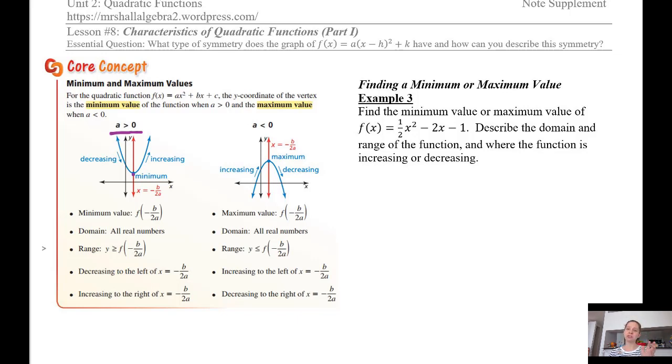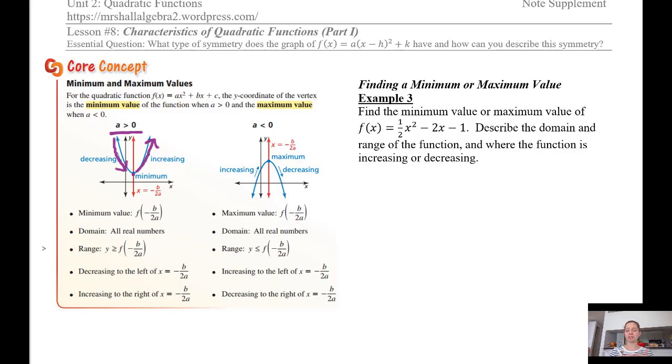And then for increasing or decreasing, we're reading the graph like we're reading a book from left to right. So as it gets closer to the vertex, the y values are decreasing. So we see this is where the parabola is decreasing. And then to the right of the vertex, the y values increase. So we say that that part of the parabola is increasing.